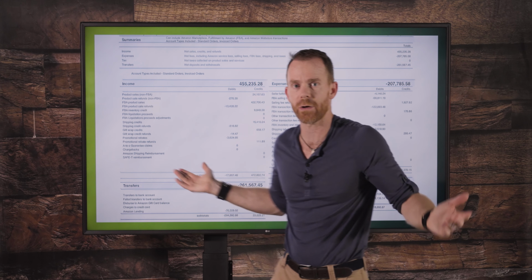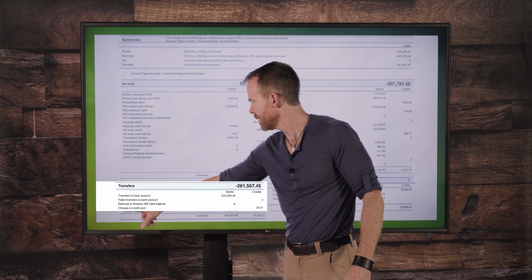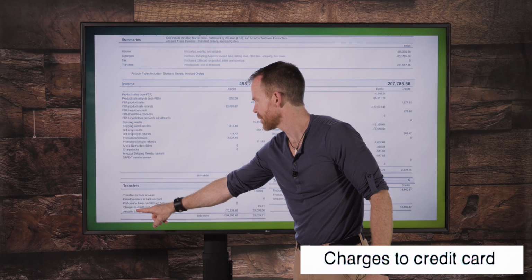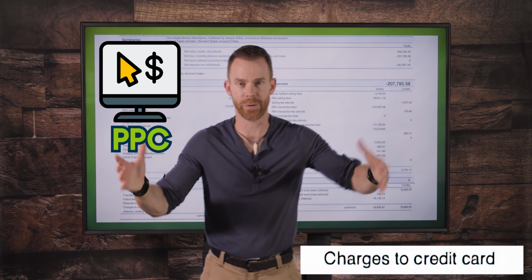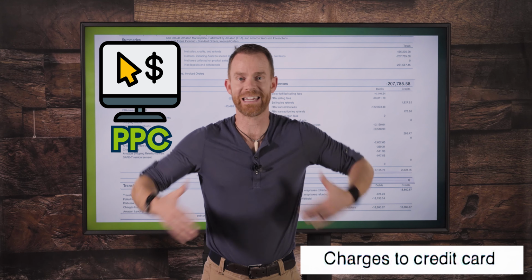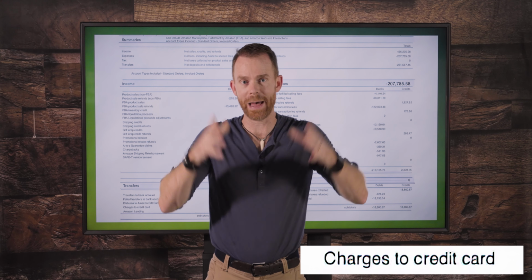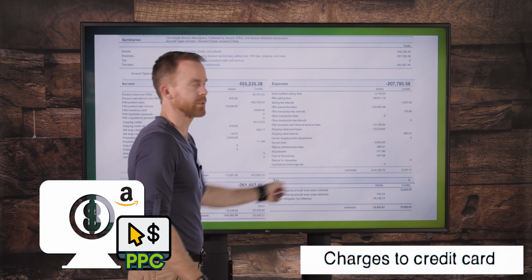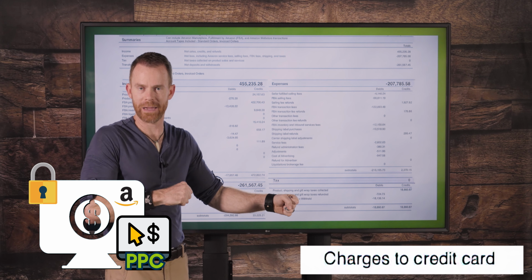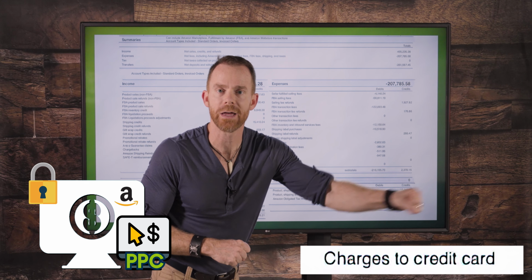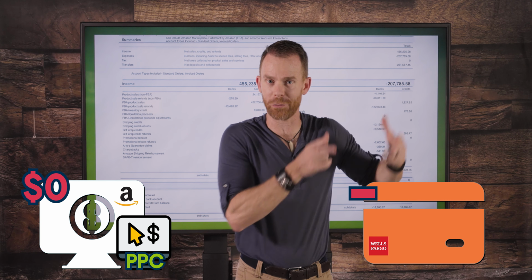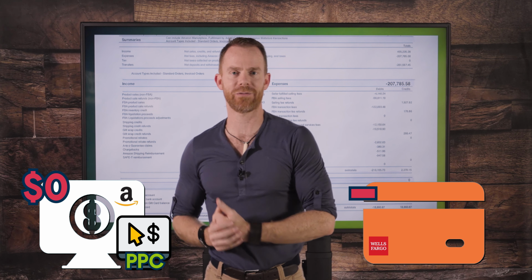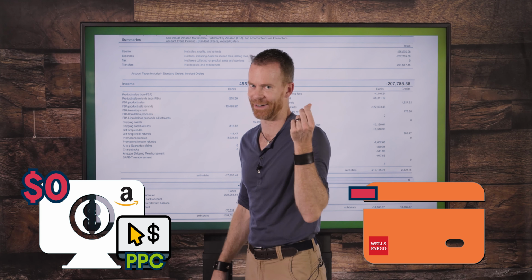You can do that. That's all that is. The next one is charges to credit card. This means if, let's just say you're running PPC, you're paying for clicks to get advertising on your listing. Well, that money comes out of this Amazon account. It's held back, okay? It doesn't go into your bank account. Let's say you run out of money in here, then Amazon will charge your credit or debit card on file to pay for that. Because Amazon wants to get their money too.